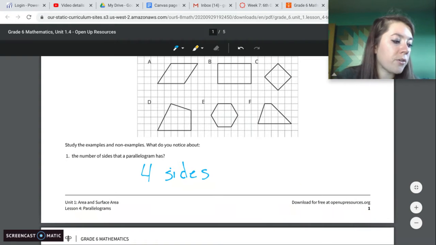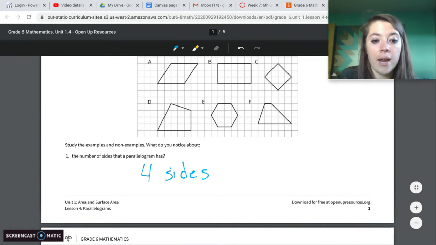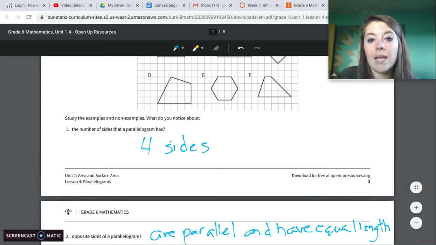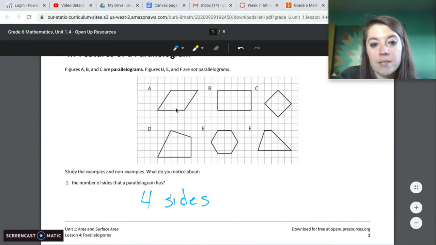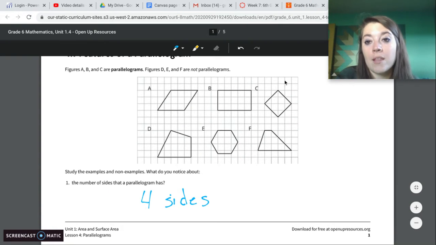So for the next question, it says opposite sides of a parallelogram are parallel and have equal length. So if we look at this, opposite sides. This side is 1, 2, 3, 4. This side is 1, 2, 3, 4. They're opposite. They have the same length and they're parallel. These two sides are never going to intersect each other. Same with these, same with these. So the opposite sides will never intersect and they're the exact same length. So that's what makes them parallelograms.